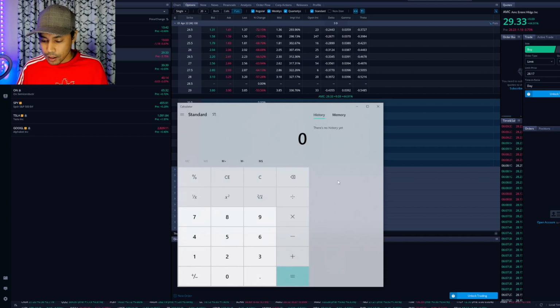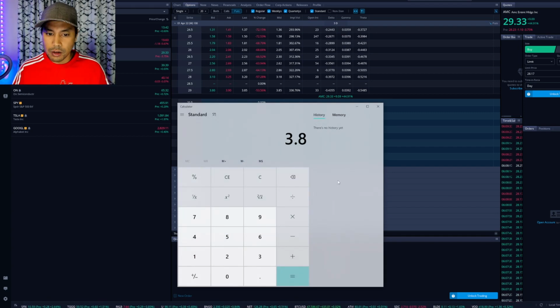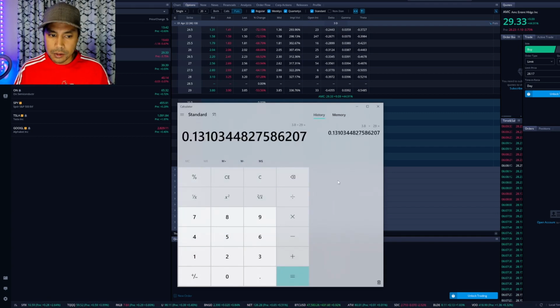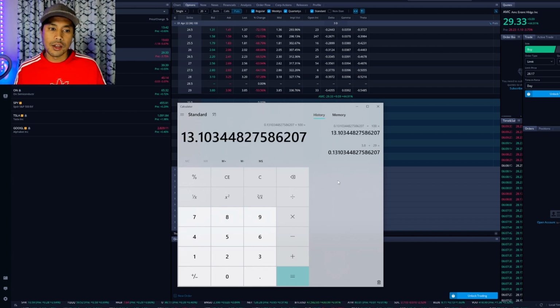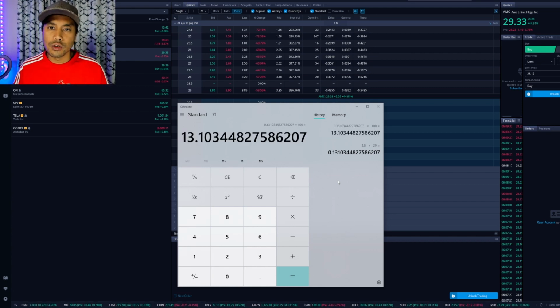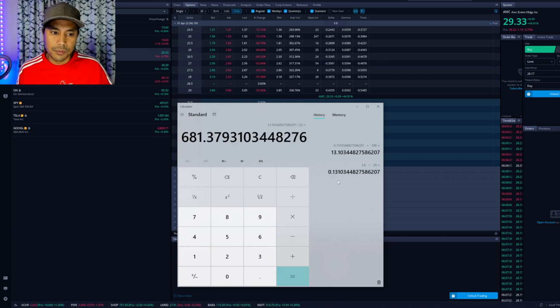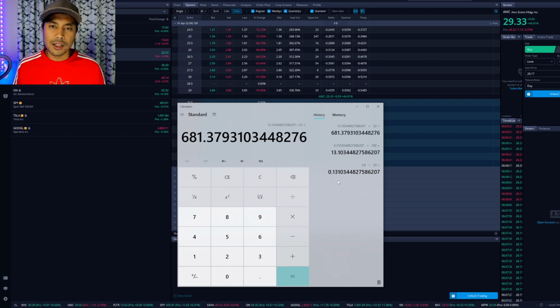So bringing up the calculator, let's just work out what it is. You do $3.80 divided by $29, times that by 100, and that's 13, and then you multiply that by 52 weeks, imagining that we had 52 weeks to be able to do this on this options trade. It then shows that this option is a ridiculous 681% return.